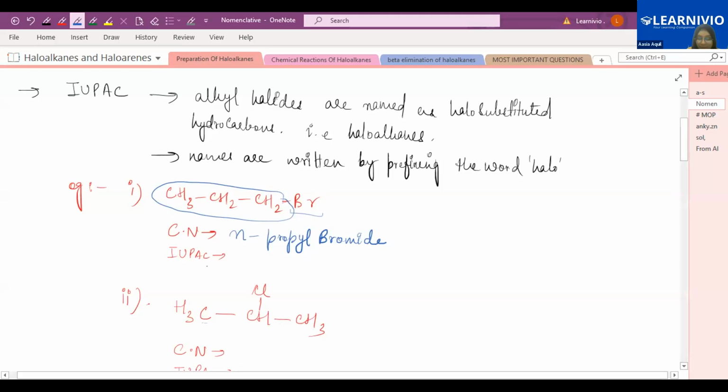So in the IUPAC name, how to name this? At the first position, the first carbon, the bromine, the halogen, is attached, right? So we just write 1-bromopropane, 1-bromopropane. Got my point, Safrina? Understand?